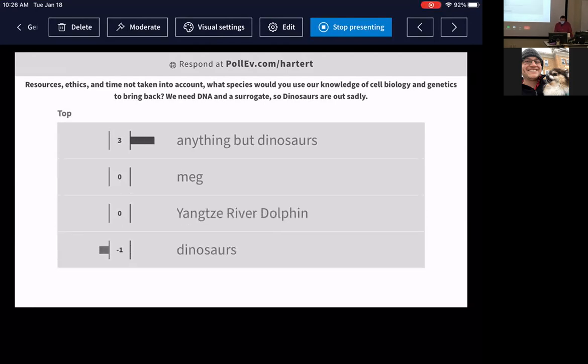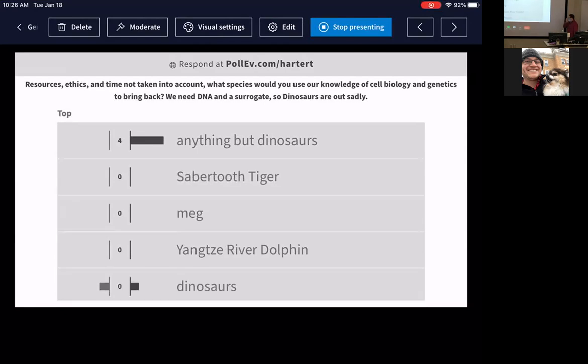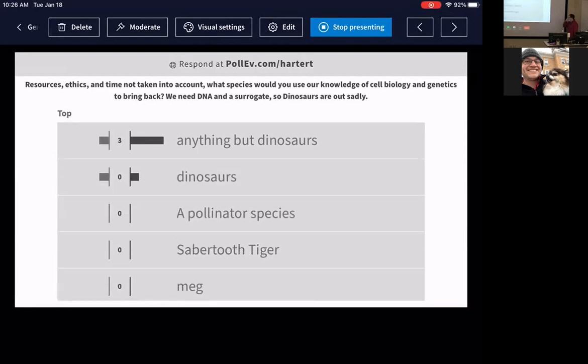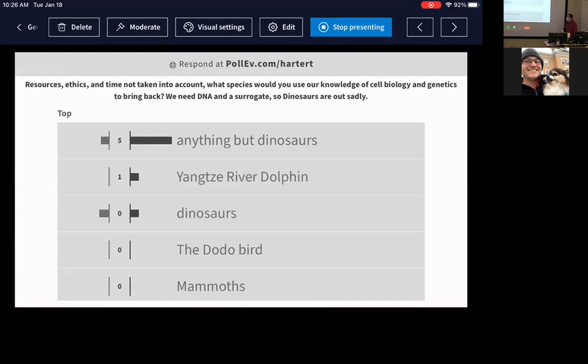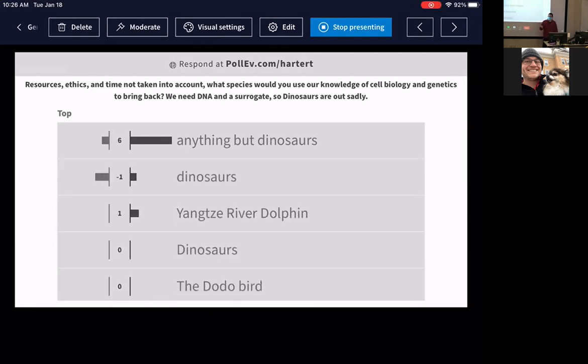So there's a good one. That was recent. The Yangtze River dolphin. I think they finally did a study and population count, and it didn't really do super well. Now, pollination's a good one. Consider that with, would you make a version of a bee that is resistant to the issues currently plaguing bees, for example?